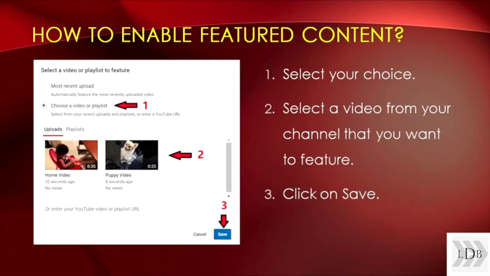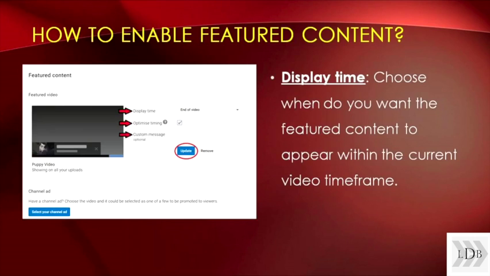So let's just say you choose to feature a video or playlist. You have to select an existing video from your channel that you want to feature. Then click on the Save button on the bottom right. You will then be looking at this customization of your selected featured content.